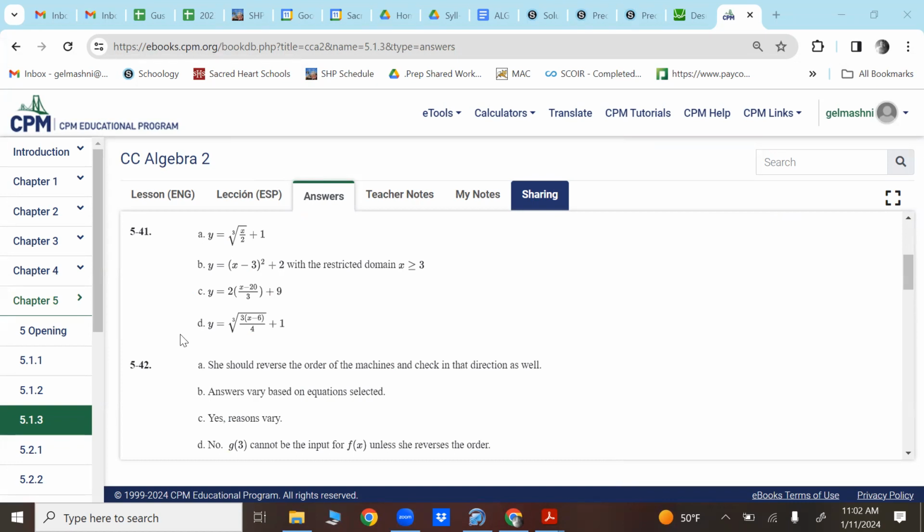You could distribute the three if you want. It's up to you, so it doesn't matter. Yeah, not necessary. Hunter, go ahead. Get 3x minus 18. Same thing. Not a problem. Okay, let's keep moving.